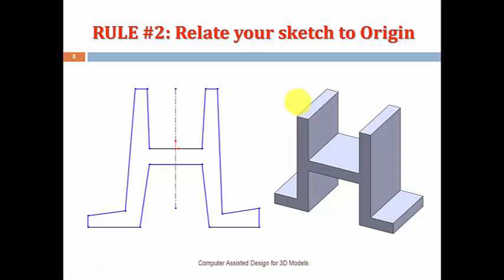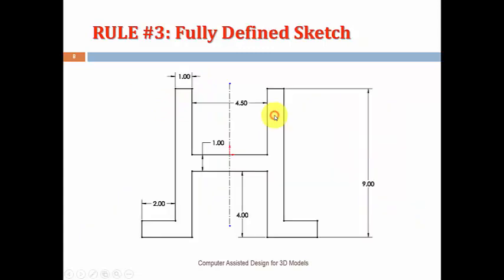Now rule number 3. You don't do a 3D operation. Never do a 3D operation until your sketch is fully defined. Everything should be in black color. Remember, when your sketch is black, that means your sketch is fully defined. Fully defined means we have sufficient information about our sketch. Let me explain this concept in SolidWorks.